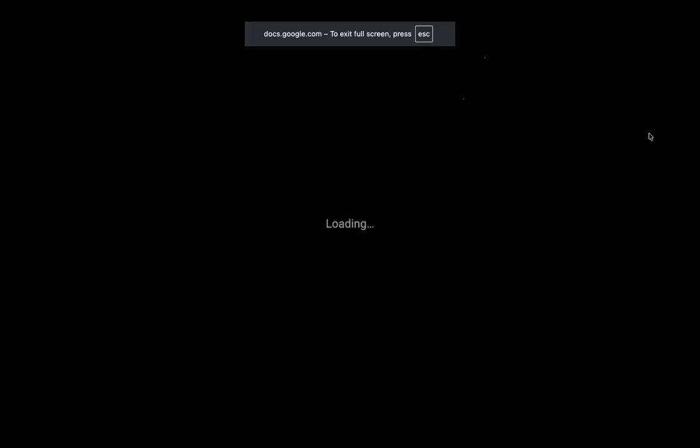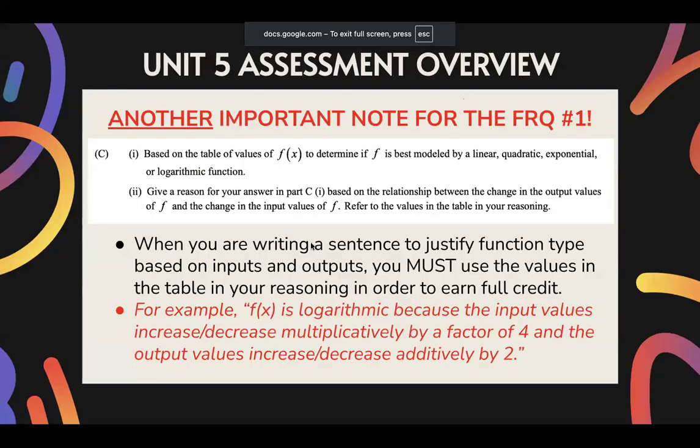So an important note on your AP exam for FRQ number 1: when it says you're writing a sentence to justify the function type based on inputs and outputs, you must use the values in the table for your reasoning. See how it says refer to the values in order to earn full credit. So basically, f of x is a logarithmic function because the input values increase or decrease multiplicatively by a factor of 4, and the output values increase or decrease additively by 2. So you're just stating the literal value with which they are increasing or decreasing. Be mindful, again, outputs are additive for logs and inputs are multiplicative.